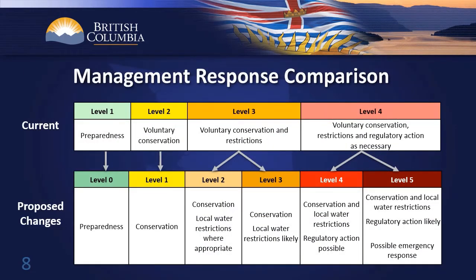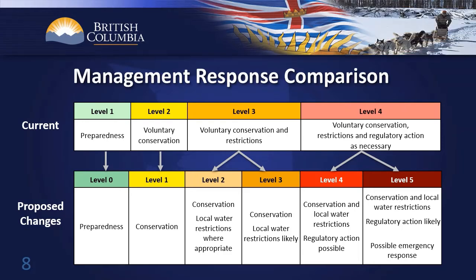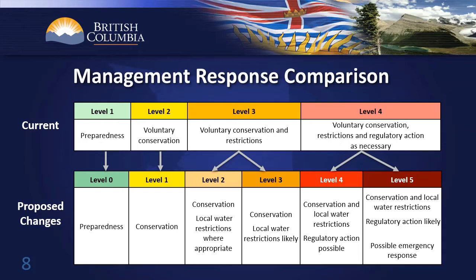The new system also aims to clarify typical management responses at each drought level to inform interpretations and decisions at multiple levels of governance: provincial, local, and First Nations. One key change is removing emphasis on the word voluntary to describe water conservation. Voluntary conservation continues to be very important.